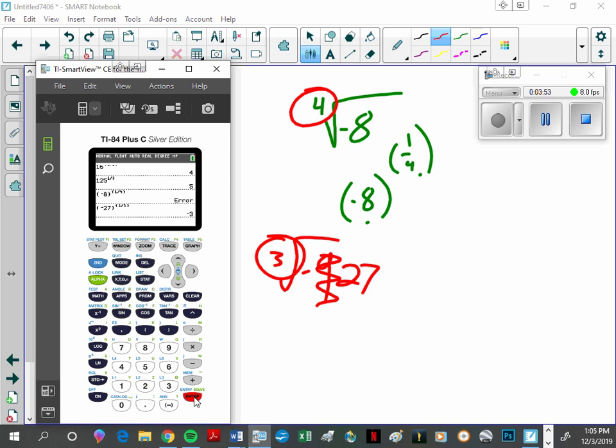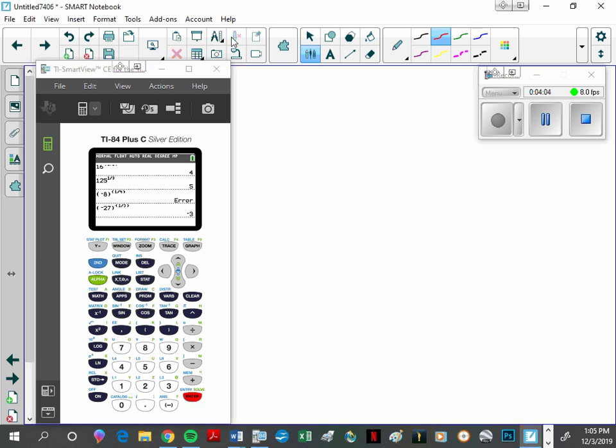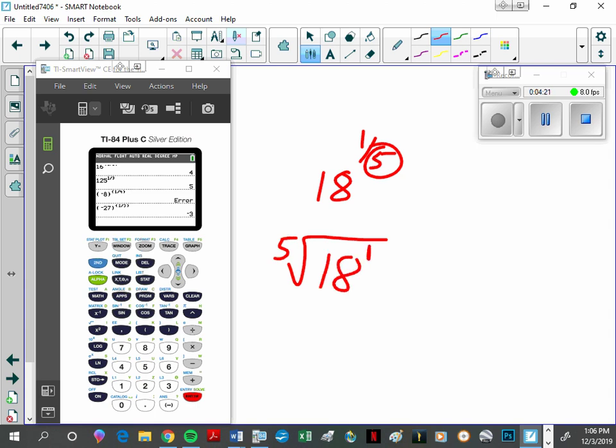So in the first couple problems it says, rewrite the expression in rational exponent form, which you're just going to go from this step to this step. What if I told you I had 18 to the 1/5? What is that in radical form? Well, the 5 goes here, and then it's 18 to the 1st, and I don't need to write the 1 there if I don't want to. Okay?